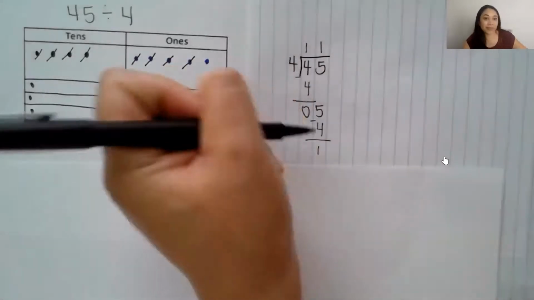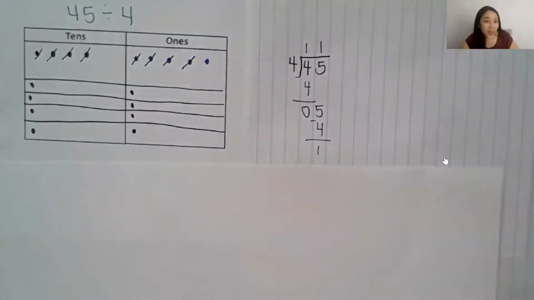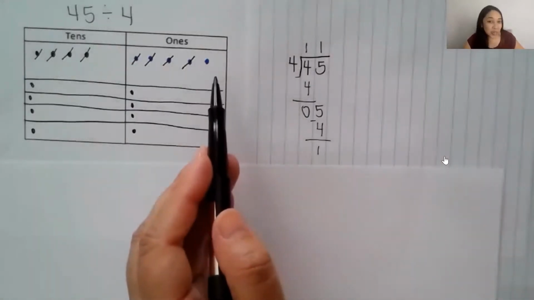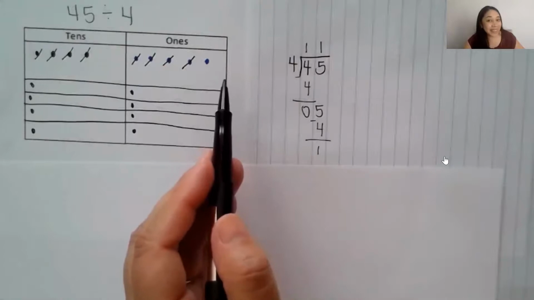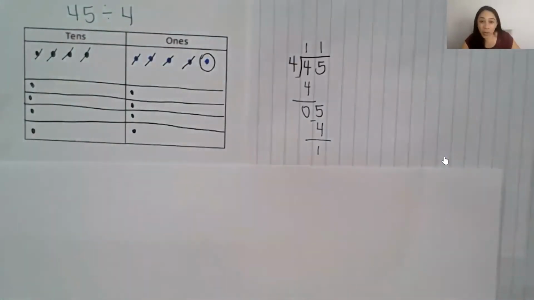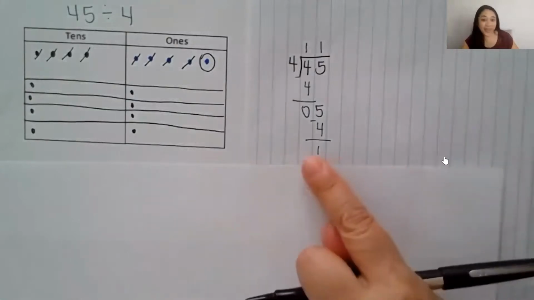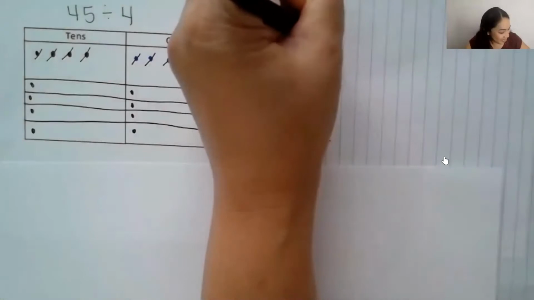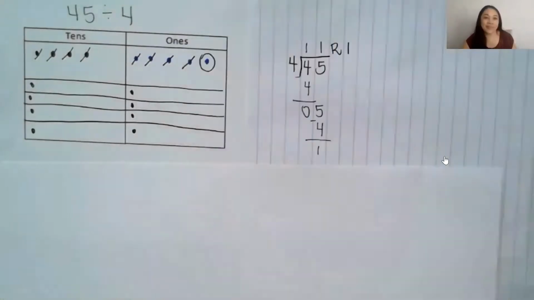1 one. Hey, we also have 1 one left in the place value chart. Let's circle that 1 one. This is our remainder. How do we record the remainder here? Let's record it now. So what is 45 divided by 4? 11 with a remainder of 1.